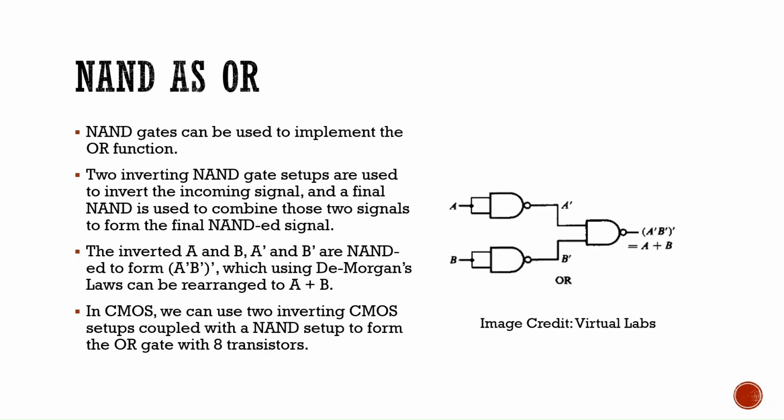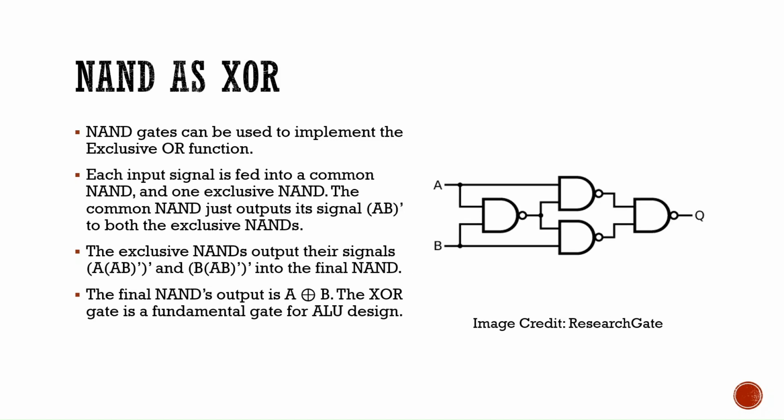Now let's take a look at NAND as NOR. Sorry, NAND as OR. NAND gates can be used to implement the OR function. Two inverting NAND gate setups are used to invert the incoming signal, and a final NAND is used to combine those two signals to form the final NANDed signal. The inverted A and B, A bar and B bar, are NANDed to form (A bar B bar) whole bar, which using De Morgan's laws can be rearranged to A plus B. In CMOS, we can use two inverting CMOS setups coupled with a NAND setup to form the OR gate with 8 transistors.